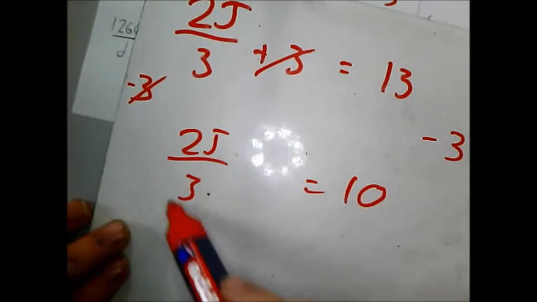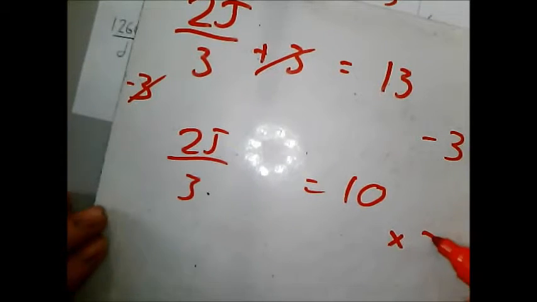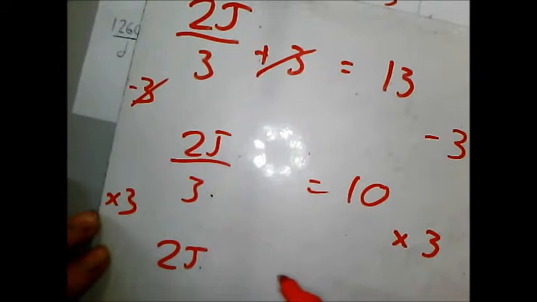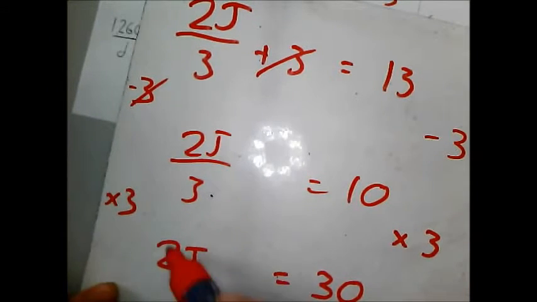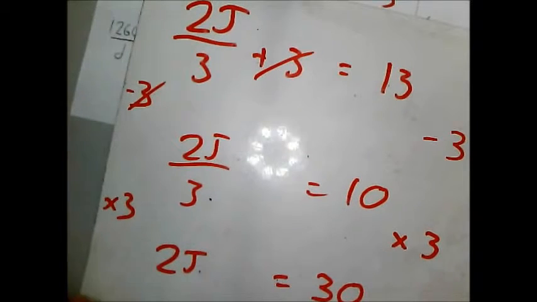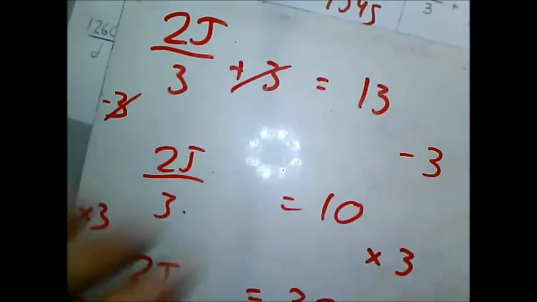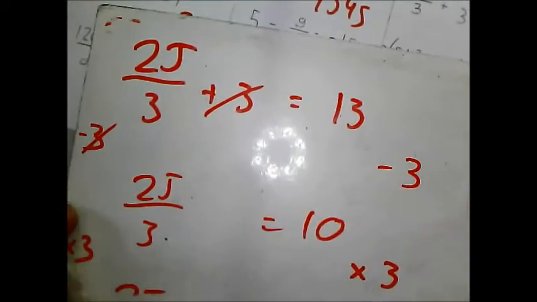And now you can either try and be fancy and divide by 2/3, or you're going to take it slower and get rid of the divide by 3 first by multiplying by 3. So I'm going to get 2j equals 30, and then divide by 2. So j equals 15.